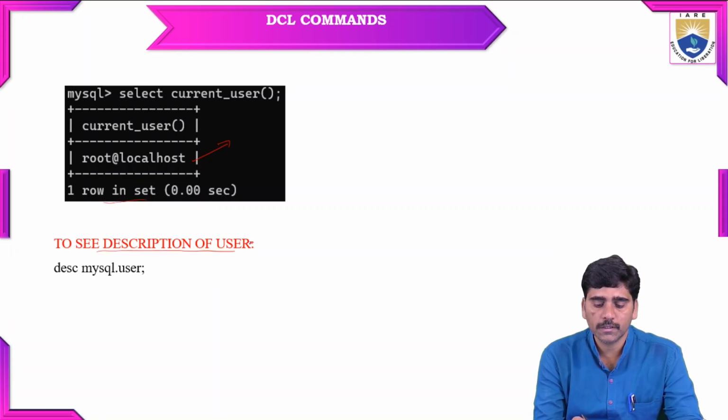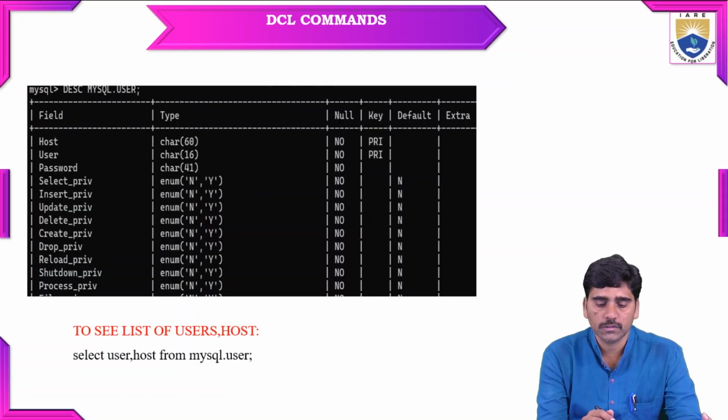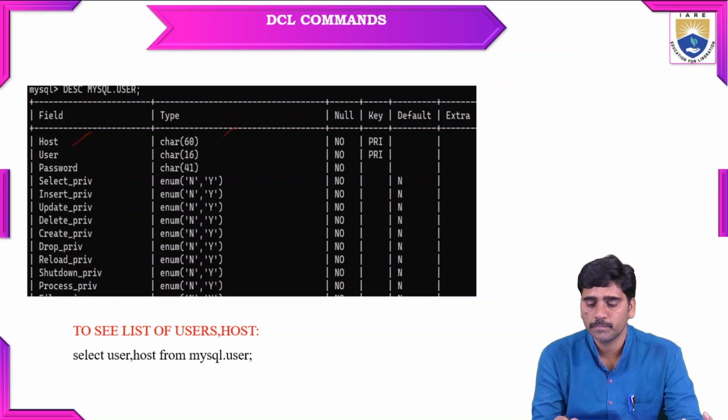And to see the description of the user table, DESC mysql.user. That shows the description of the users: what the fields of the user table are, what types of fields are available, and the key constraints, default, extra, anything will be displayed for the user.